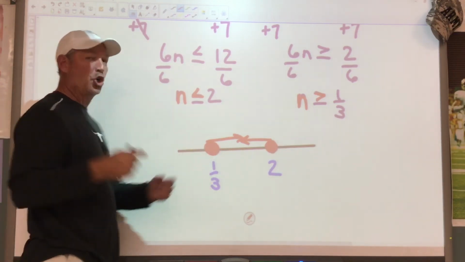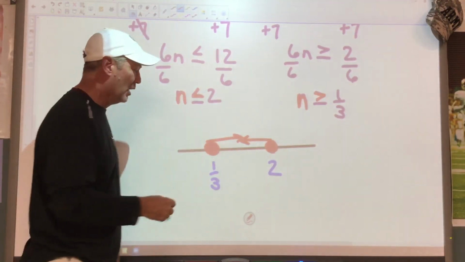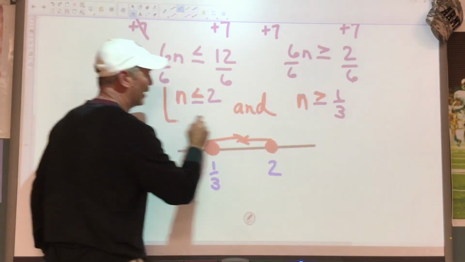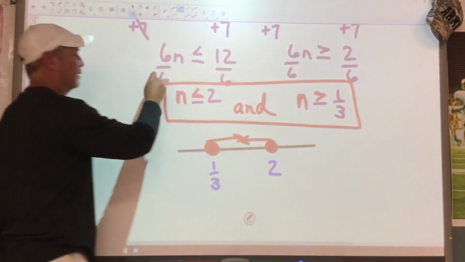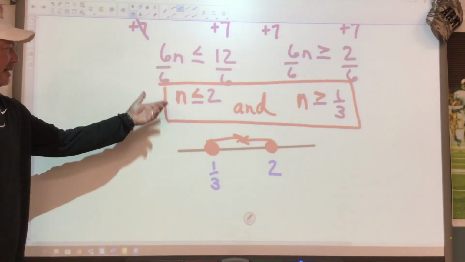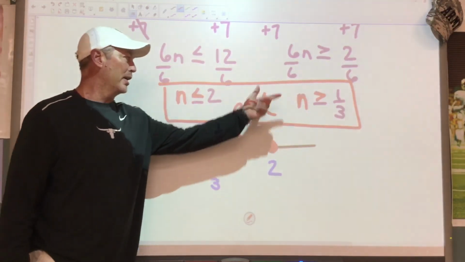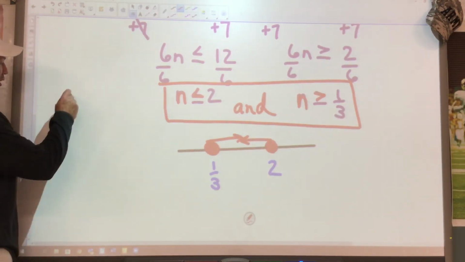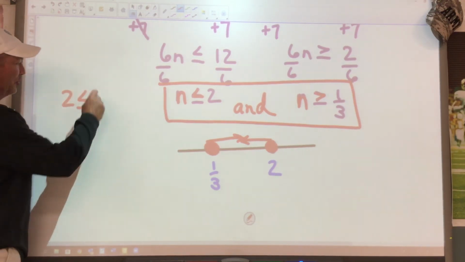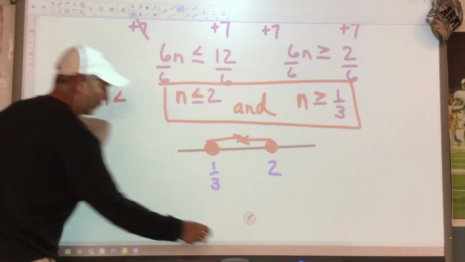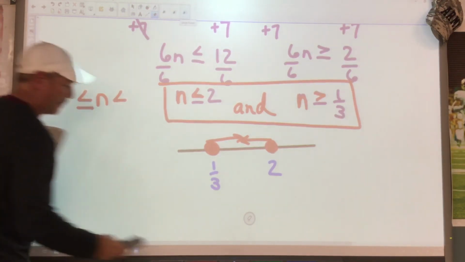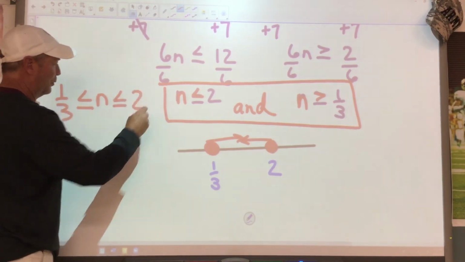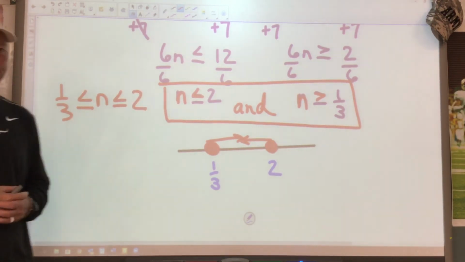So when we said that when you go towards each other, what are we going to say? We're going to say and. We can write it this way: n is less than 2 and n is greater than 1/3. The other way you could write it is 1/3 less than or equal to n, less than or equal to 2. There's your other option to write it. Okay?